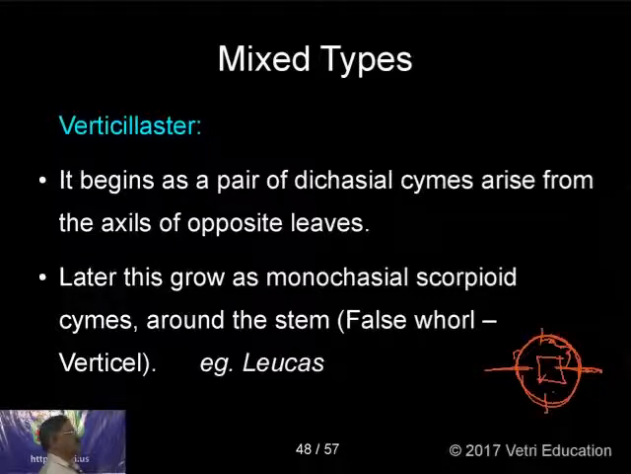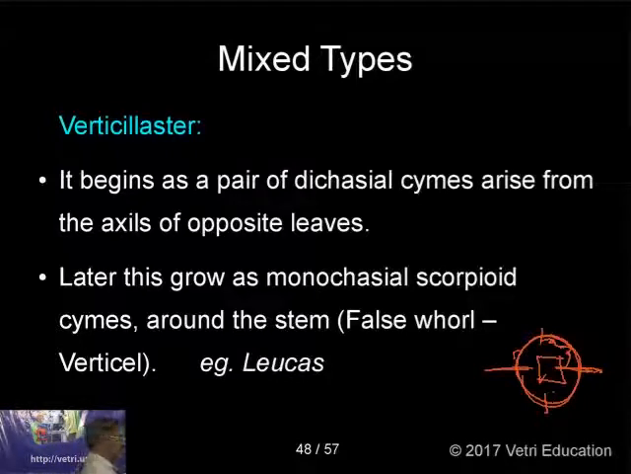It begins as a pair of dichasial cymes arising from the axils of the opposite leaves. Later, these grow as monochasial scorpioid cymes. From these monochasial scorpioid cymes around the stem, a false whorl forms, that is called verticel. Examples: Leucas and Leonotis.